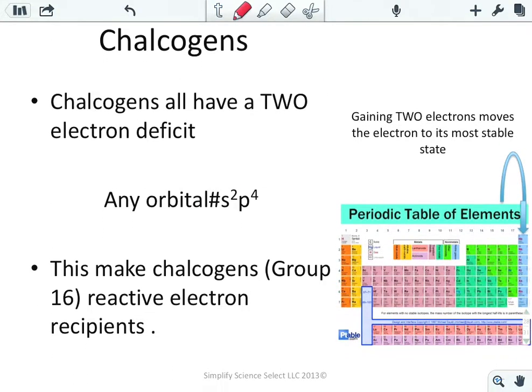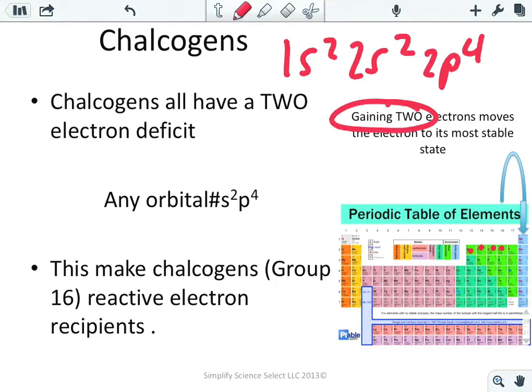Now we're looking at our oxygen family. We'll just take oxygen, for instance, which is 1s2, 2s2, and then 2p1, 2, 3, 4. The fastest way that it can look like a noble gas is to gain 2 electrons, because if it gains 2 electrons, this will go from 2p4 to 2p6, which again looks like a noble gas. They're going to be very reactive, and so we're going to see oxygen react with a lot of things because it's so close to being stable.